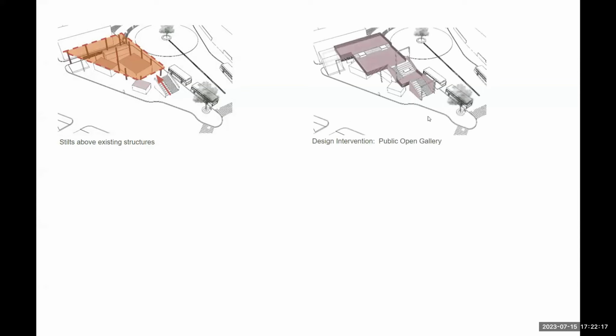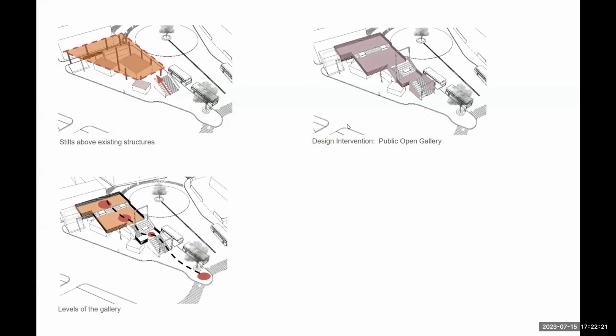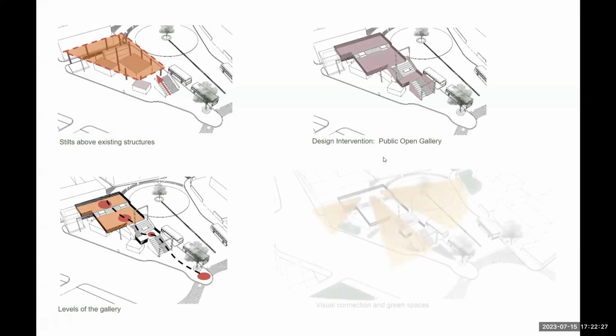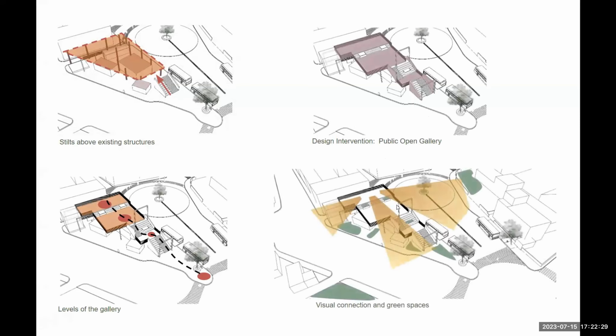The design intervention is like a public open gallery, which is flexible enough, and also has three or four different levels connecting to the ground, which provides an elevated space that gives visual connection and green spaces around the structure.